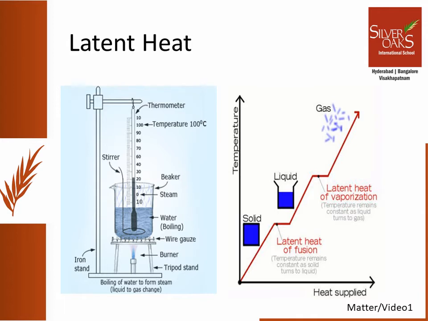So we observe that the latent heat possessed by steam is much higher. Hence, steam is used as a source of energy to run the locomotives. Steam, when it condenses on any person's hand, causes severe burn injuries as compared to water at 100 degrees Celsius.